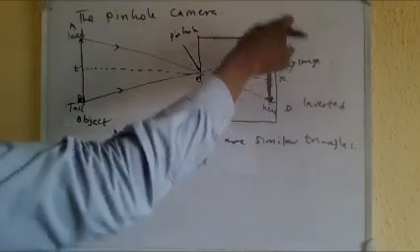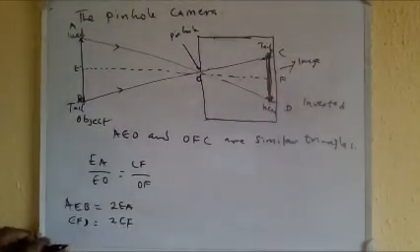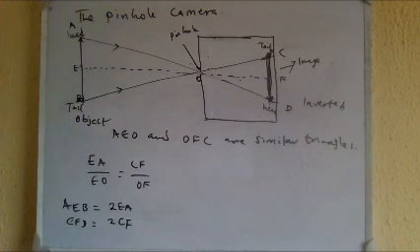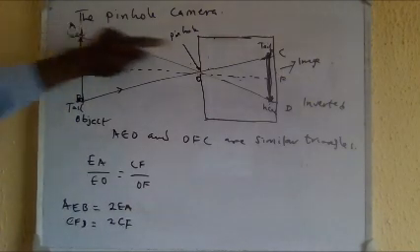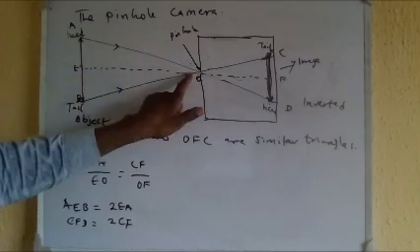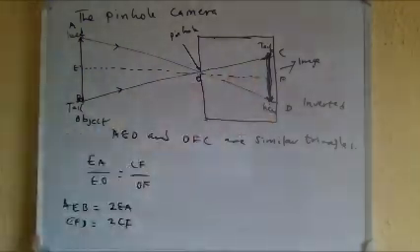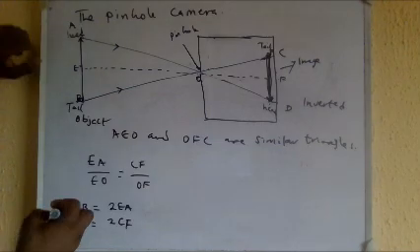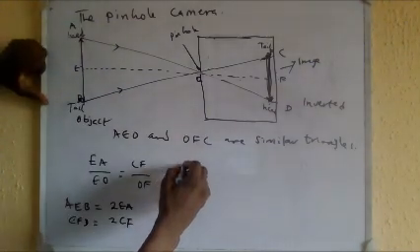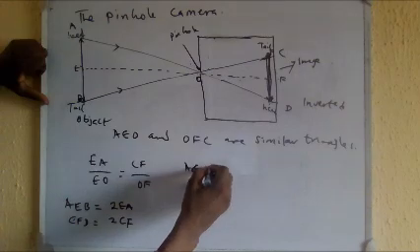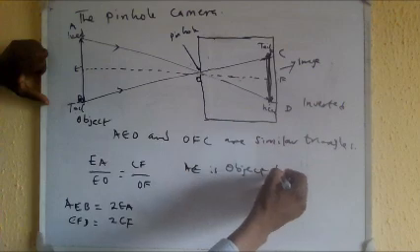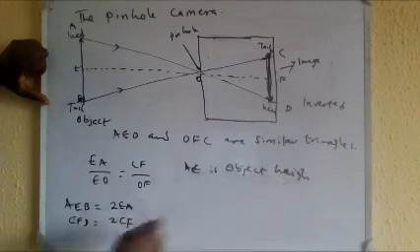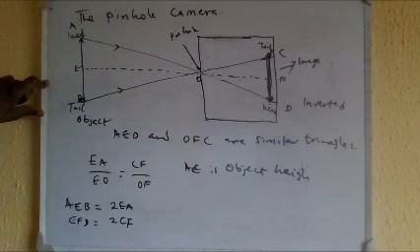What I'm trying to do here now is bring out the relationship to show magnification. By similar triangle, this and this is similar to this and this, it therefore means that AE is object height. It's like object height. You understand? Or I can even go further.